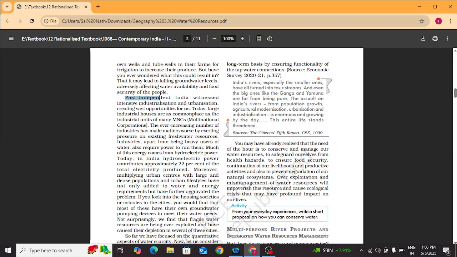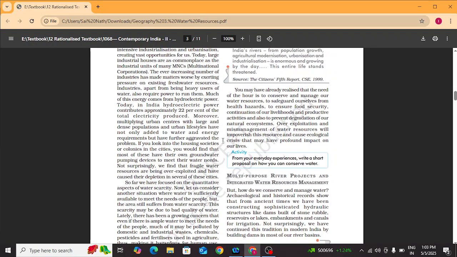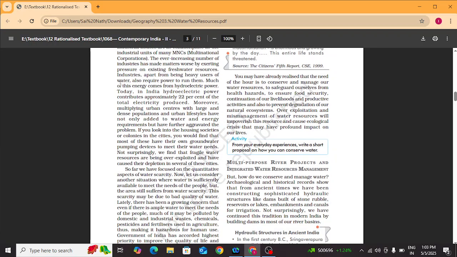Post-independence India witnessed intensive industrialization and urbanization, creating vast opportunities for us. Today, large houses are commonplace in industrial zones of many MNCs. Hence, the ever-increasing industries have made matters worse by exerting pressure on existing freshwater resources. India has lots of them, but the population is also high. We are developing, and the need for water is ever increasing in our country. Hence, some of the measures that India has taken.